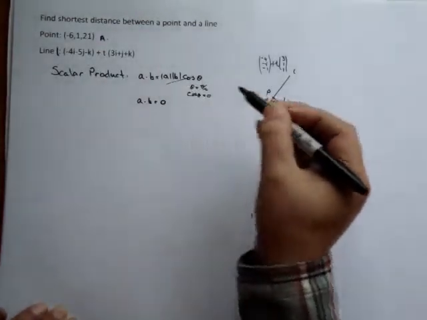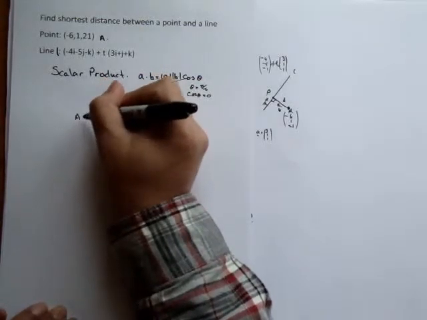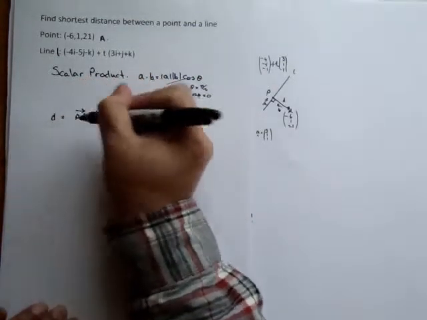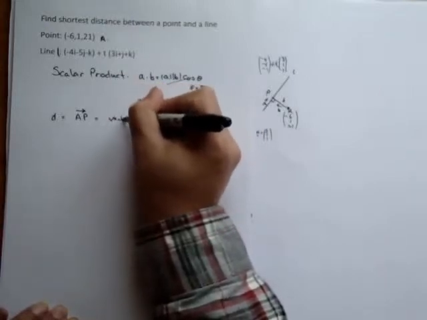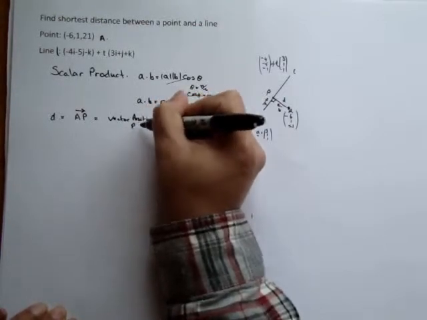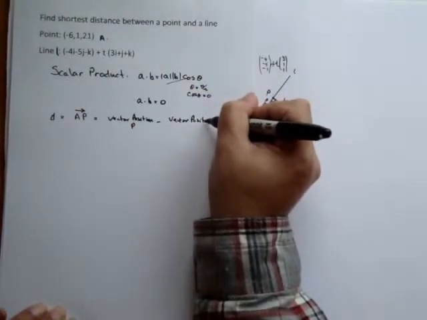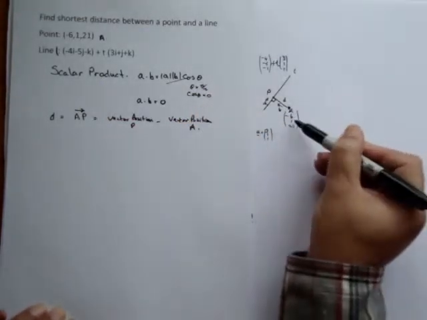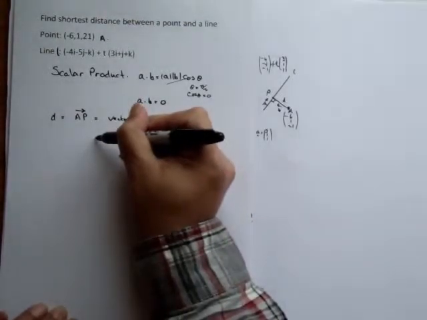Well, we know that this line that we're interested in is A to P, that vector, which is also little d, what we're interested in. And we know that this is the vector position of p minus the vector position of a. We know the vector position of a is minus 6, 1, 21. We need to find the vector position of p. So how do we do that?